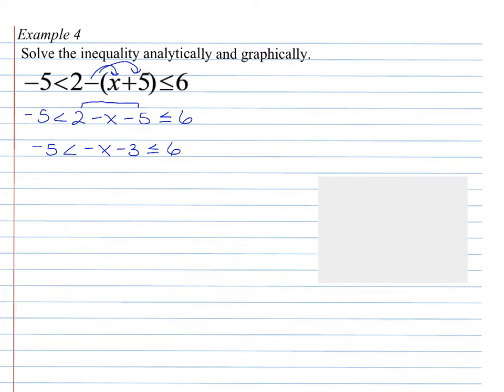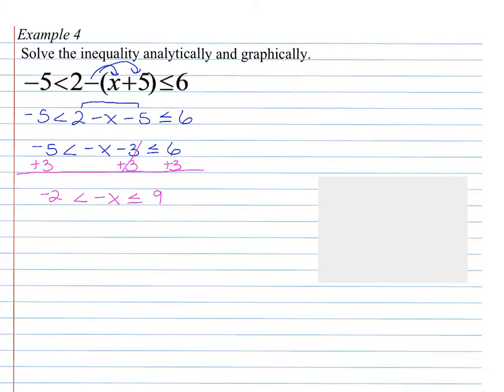Okay, once you get here, whatever you do to the middle part of your compound inequality, you're going to do it to the left and to the right of the inequality. So I'm going to add 3 to the middle to get rid of it. That means I have to add it to the left side and to the right side to balance my compound inequality. Now I'm going to have -2 is less than negative x, less than or equal to 9.